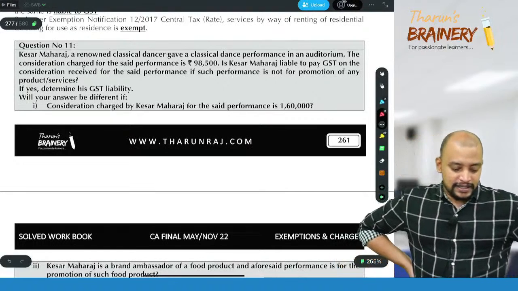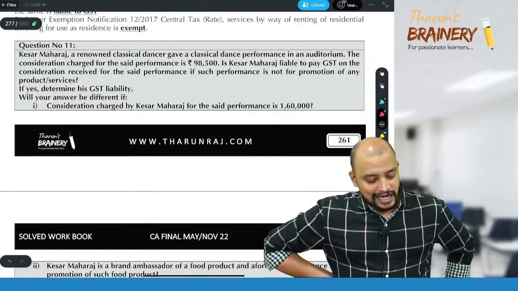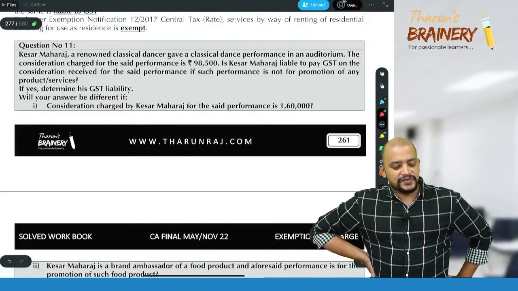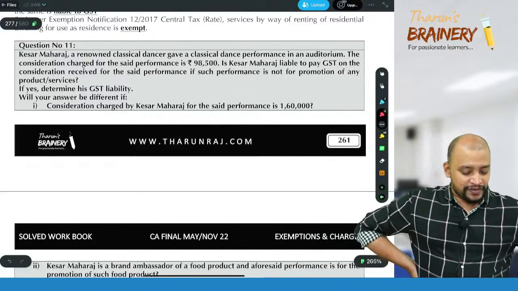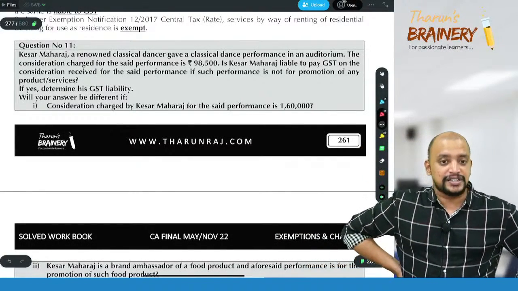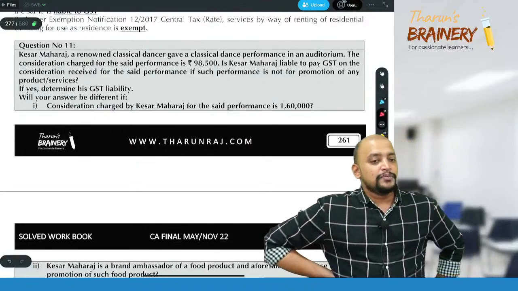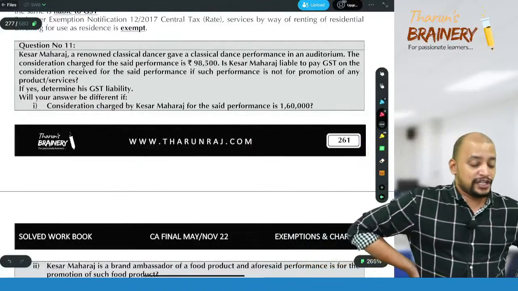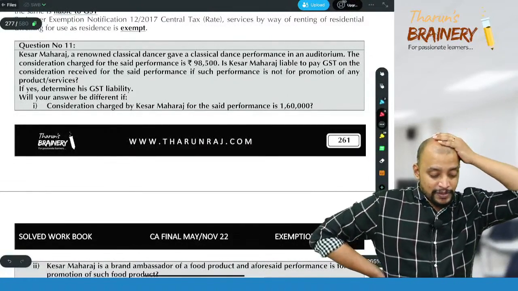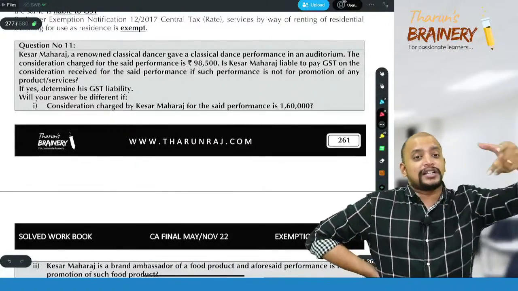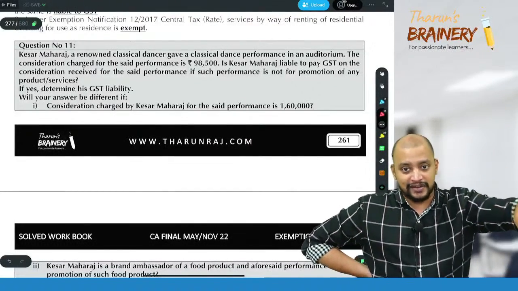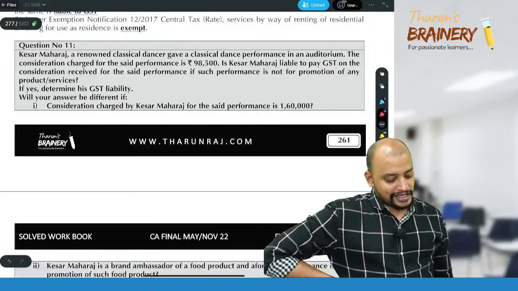Kesar Maharaj, a renowned classical dancer, gave a classical dance performance in an auditorium. The consideration charged for the said performance is 98,500 rupees. Is Kesar Maharaj liable to pay GST on the consideration received for the said performance? No, because it does not exceed 1,50,000 and he is a performance artist performing before the audience. And in what art form? Dance. In what genre? Classical. Everything is covered. So per performance does not exceed 1,50,000.